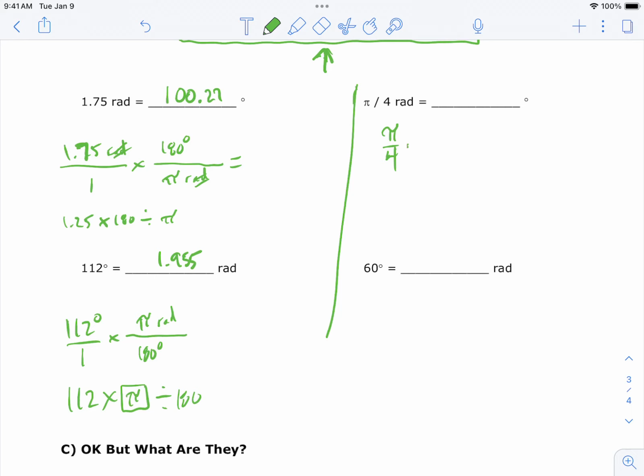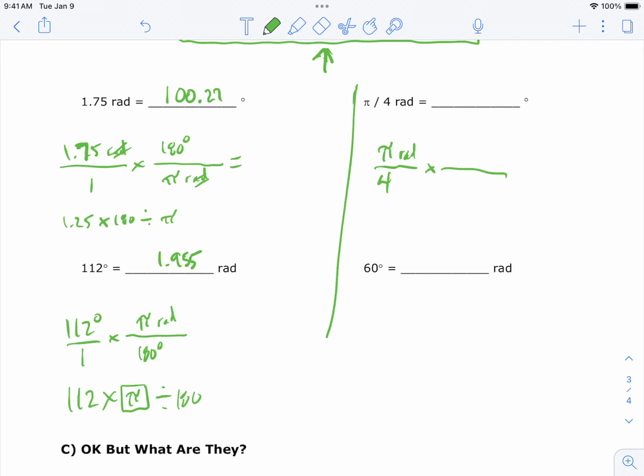Now, you could write it this way, pi over 4 radians over 1. But you could also write it this way. You could just say it's pi over 4 radians. This is exactly the same thing. Either way, it's pi being divided by 4, right? So I like to write it this way.